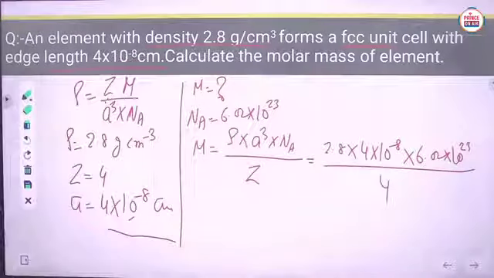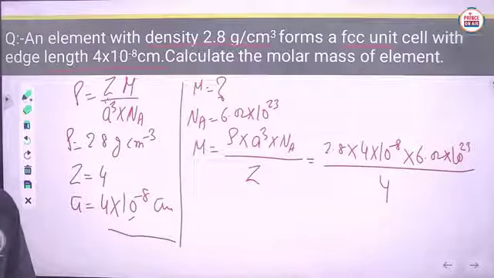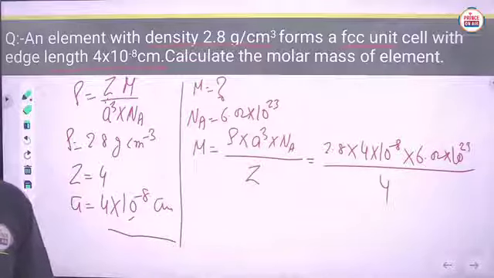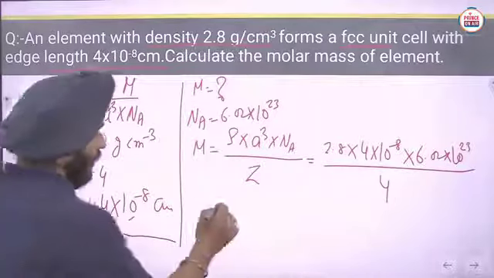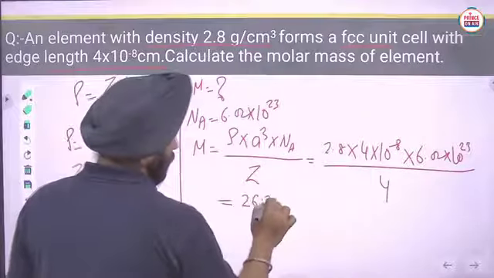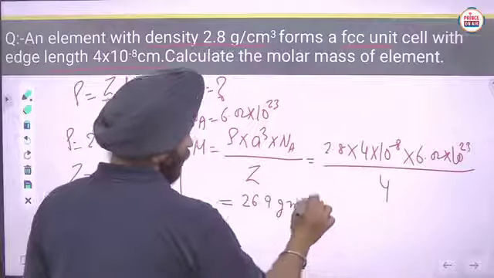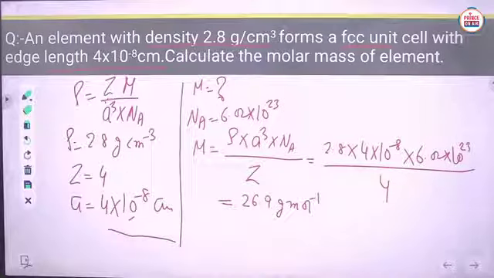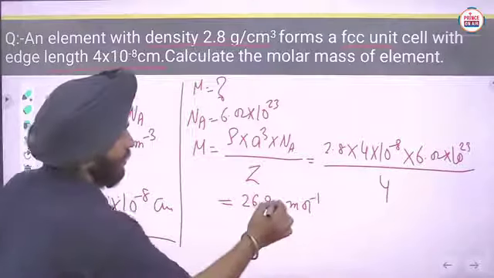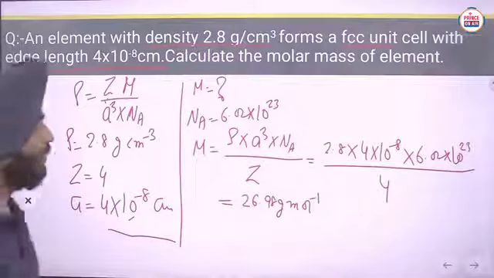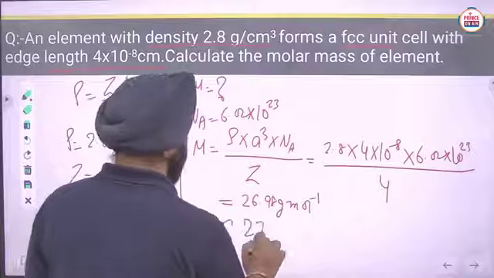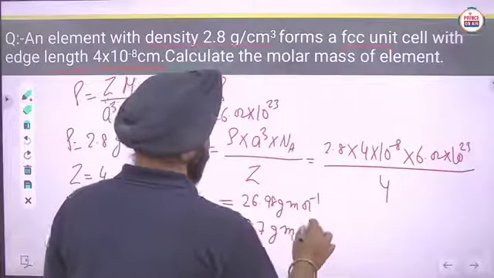So try to solve this value yourself. I will provide you the answer. Once again, try to solve it yourself. Okay, so the answer comes out to be 26.98 gram per mole, or approximately 27 gram per mole.